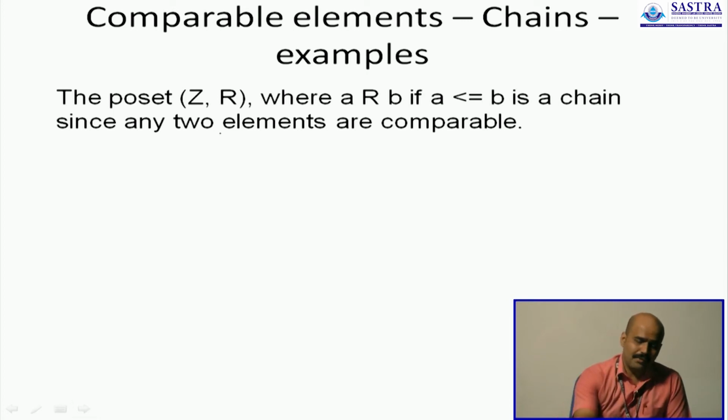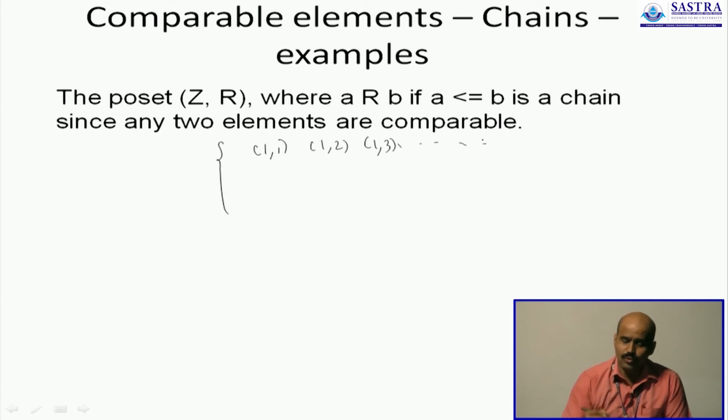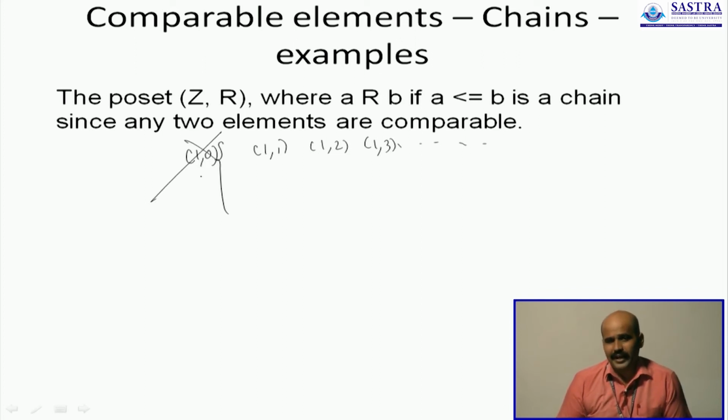So what can be the ordered pairs that you will form? You will definitely have 1 1 because 1 is equal to 1. You will have 1 2, 1 3, 1 4, and so on. Since the set of integers is infinite, let's not exhaust all of them. But you will never find 1 0, simply because 1 is not equal to 0, and 1 is not less than 0. Since both of these are false, you will never have 1 comma 0 or 1 comma any negative number. So that is the relation that we have.